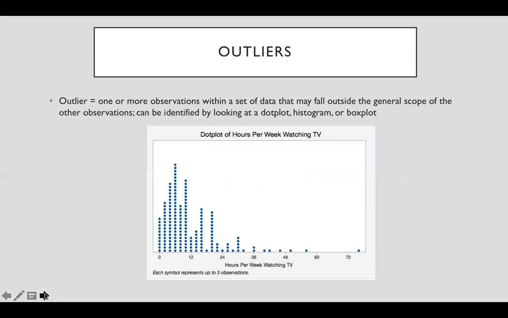All right, so outliers are one or more observations within a set of data that may fall outside the general scope of the other observations. You can identify outliers by looking at a dot plot, box plot, or a histogram. Here we have a dot plot, and you can see that the outlier is past 72, so I would say that would be around 75 on our dot plot, and it is very clear that it is outside the general scope of the other observations. You should typically be able to identify outliers very clearly.